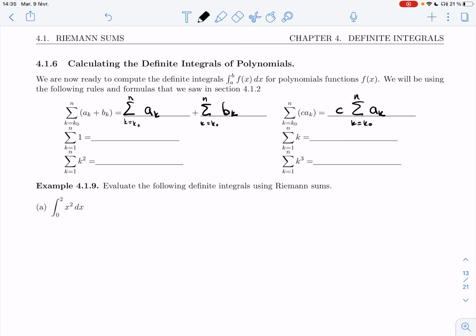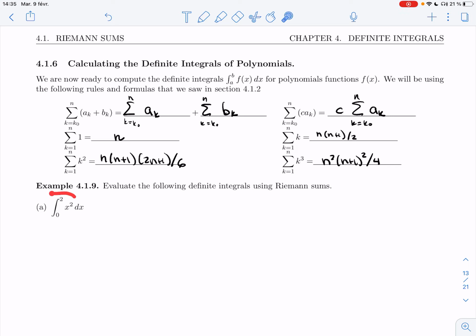We also saw that if you add 1 again and again, you'll get n. If you add k again and again, you get n times n plus 1 over 2. If you add k squared, you'll get n times n plus 1 times 2n plus 1 over 6. And k cubed, we said, was just the square of the sum of k. And there you go.